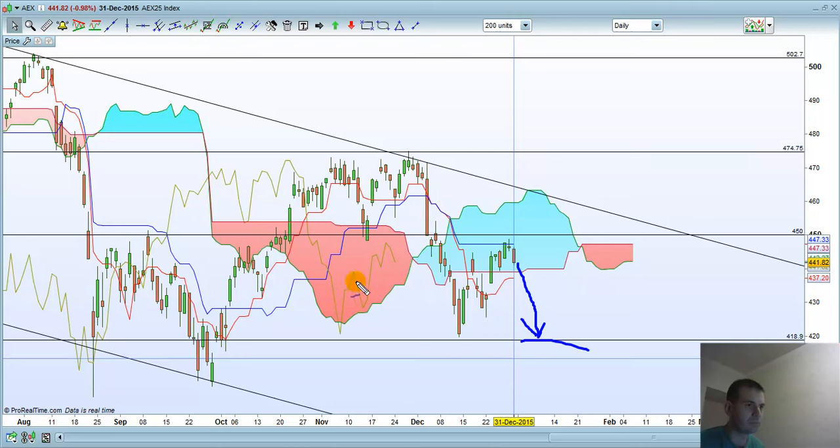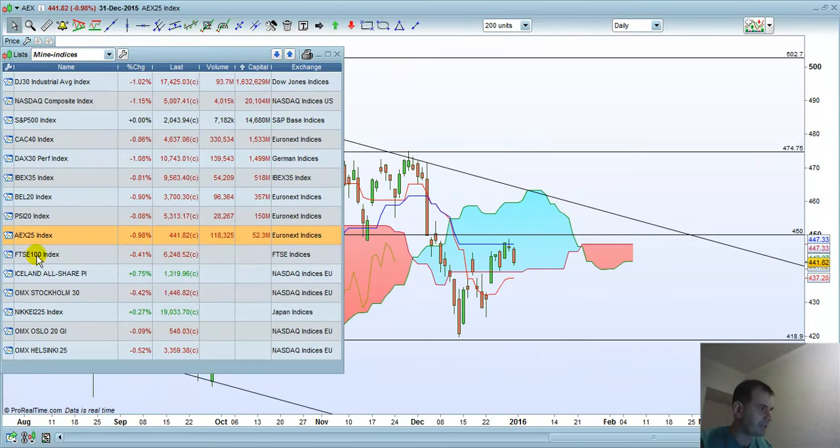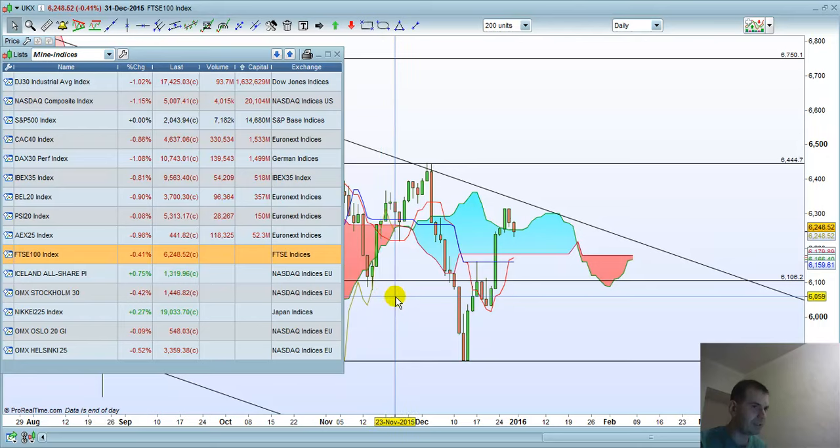So the Tenkan-sen line is within the cloud, and it can tell us about a little bit sideways movement. So price before declining, price can a little bit go in horizontal direction and then decline, I think. Okay, the overall trend is bearish. The future cloud is also on the bearish side. Next index is FTSE, the British index.